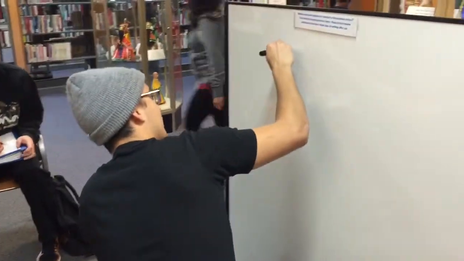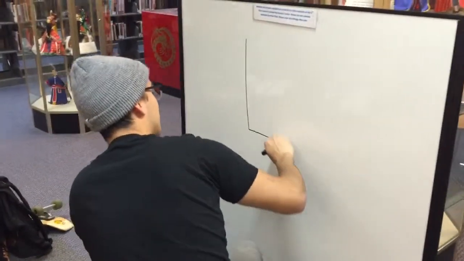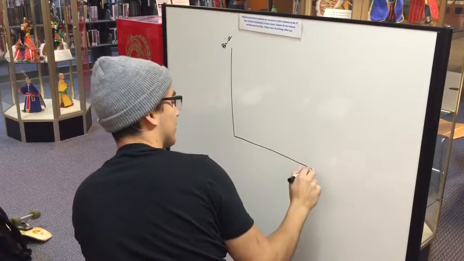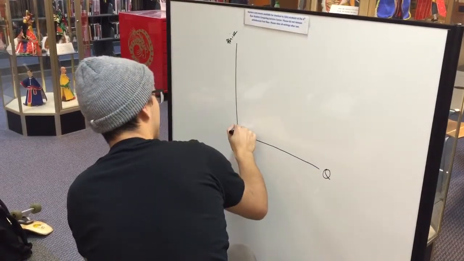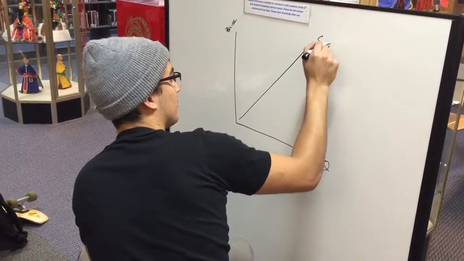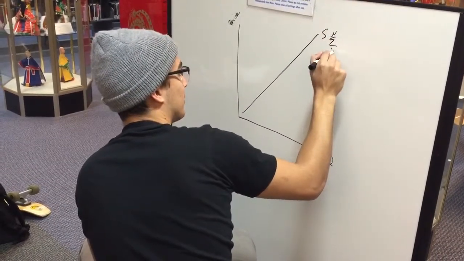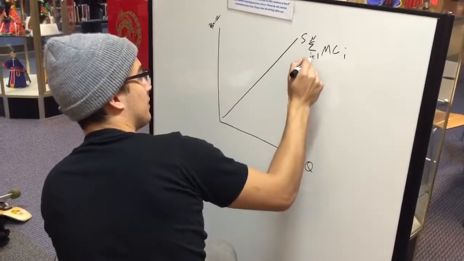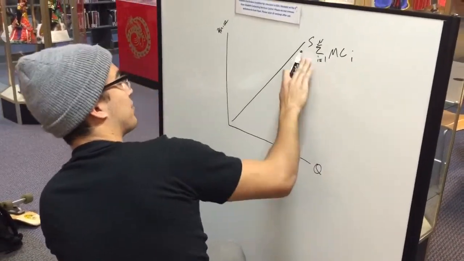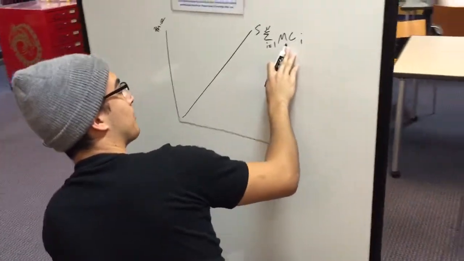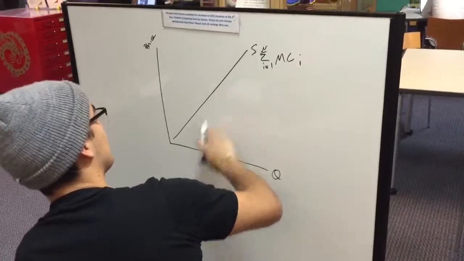So first we got the price axis and the quantity axis. So here's price. Here's quantity. We have our supply, which represents the marginal cost of all the firms in the market. So in this case, supply is the workers. So instead of the marginal cost of a firm, it's their opportunity cost for having more jobs. It's their marginal cost.